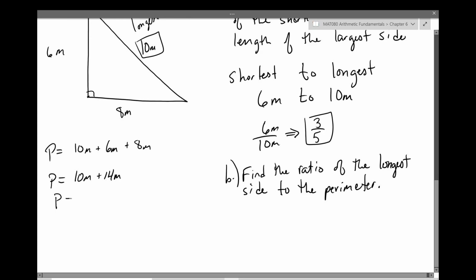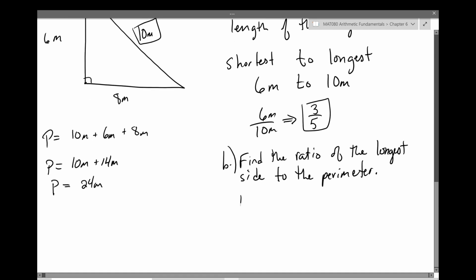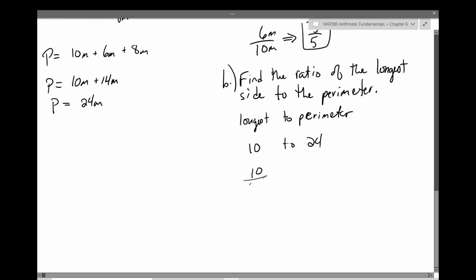And 10 plus 14 is 24 meters. So this is going to be the longest perimeter. Which is going to be the longest side, 10 over 24? Oh, I wrote 25 by accident, sorry. 24. And let's reduce that. Well, that's going to be 5 over 12. Okay? All right. So I hope that helps.